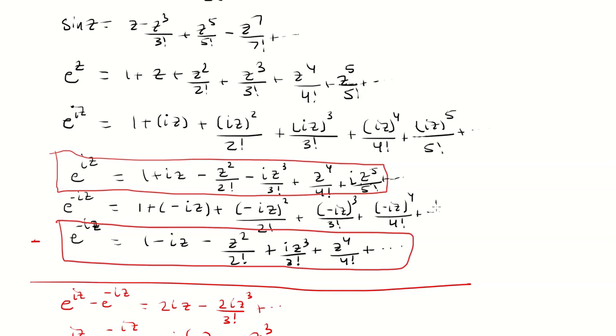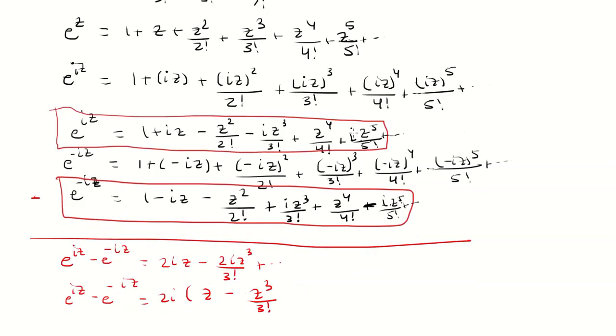And then negative iz to the 5th over 5 factorial, so that's going to be negative i z to the fifth over 5 factorial. So then when we subtract, the iz to the fifth over 5 factorial, that's going to be 2 of those guys. And so when we factor out a 2i, it's going to be z to the fifth over 5 factorial.